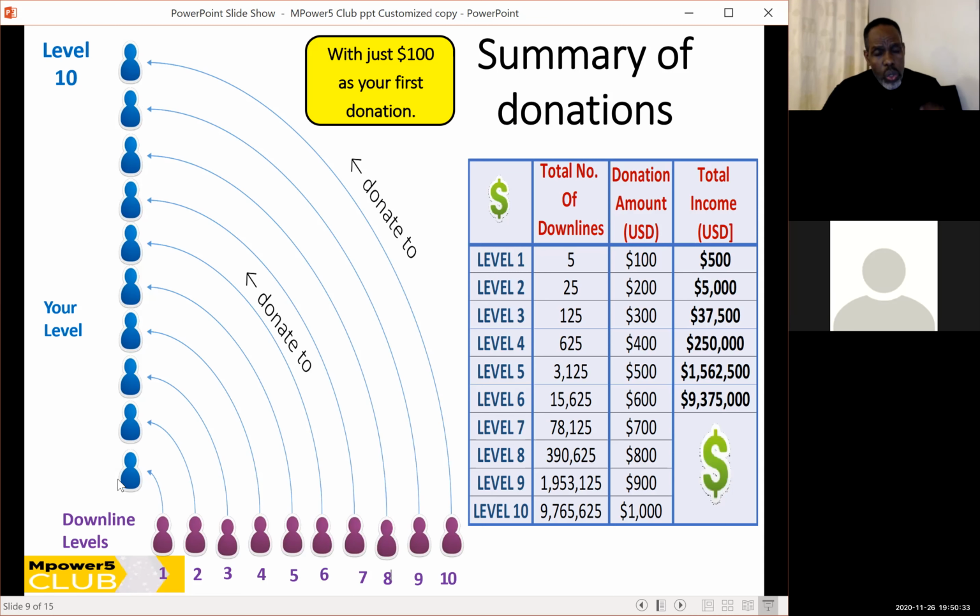Now, to reach level 1, you pay only $100. Advance to level 2, you donate 200, 300, up to 1,000 up there. Now, you do not have to wait until all your 5 people in level 1 have paid you before you advance to any higher level.